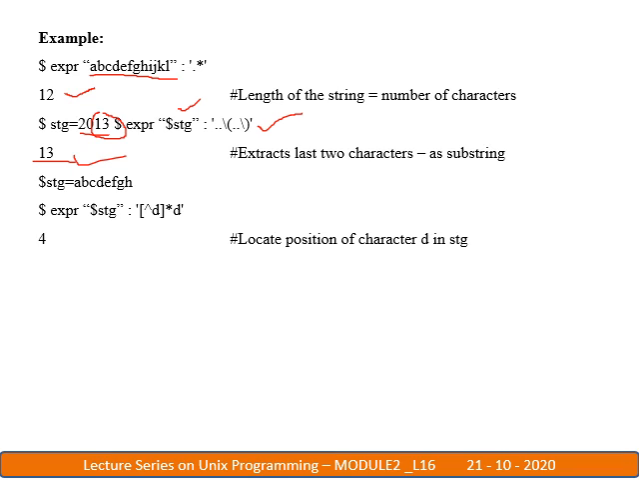Next one is STG ABCDEFGH. This is the string to be operated on, and if you want to know the location of the character D, this is the regular expression that needs to be written, which I already explained. It is going to return the 4th position of the character D.